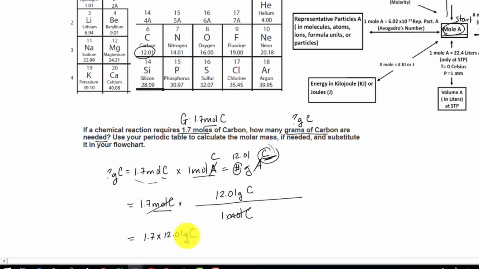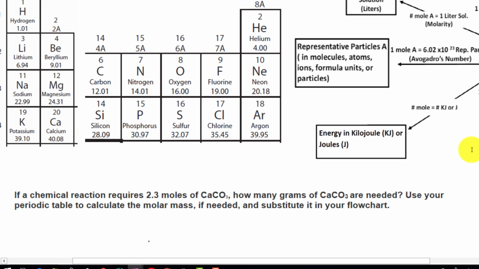Plug into the calculator. We have 20.42 grams of carbon. And basically that 20.42 right here is going to be right there. There you go. Let's try another problem.